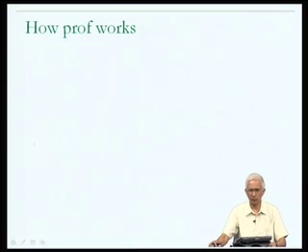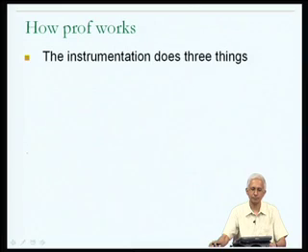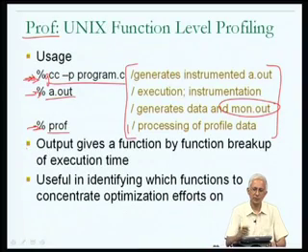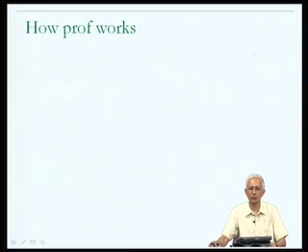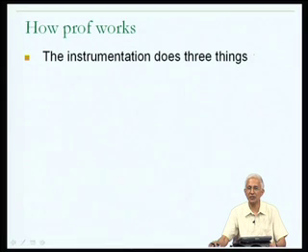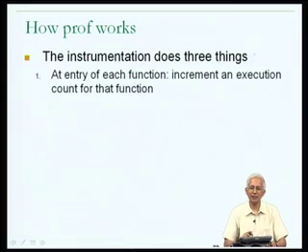Now, first question, how does prof work? How does this entire mechanism work? Now, it turns out that the instrumentation which is included within the a.out file that will be executed when you run the program, the instrumentation does 3 things. One thing that it does is, at the entry of each function, in other words at the beginning of each function in your program, it includes an execution count incrementing instruction. Therefore, what the instrumentation does is it maintains a count of the number of times each function is entered.